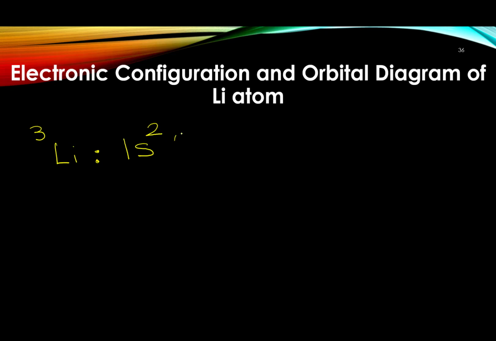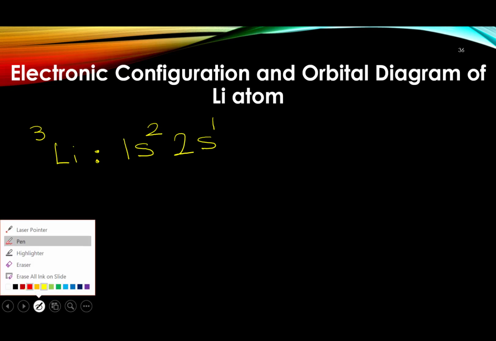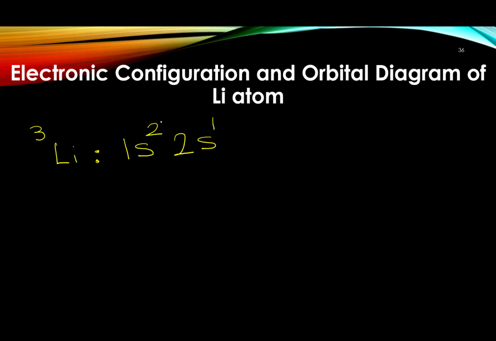Then we have to go to the second energy level. The second energy level is 2s. Remember, we start with s. And how many more do we need to make it to 3? One more. Let me choose a different color. That 2 and this 1, 2 plus 1, is equal to 3. As you can see, this is the electronic configuration for lithium that has 3 electrons.